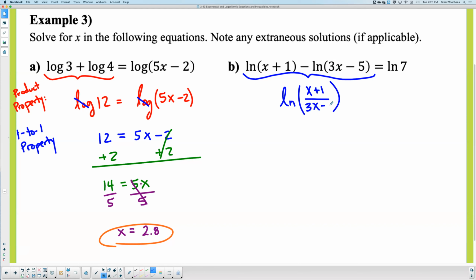Why does it go to the denominator? It's a negative log. And that's going to be equal to the natural log of 7. Now, what property was that to simplify it like that? Quotient property. 2 logs subtracting, 2 or more logs subtracting can become 1 log with a division.